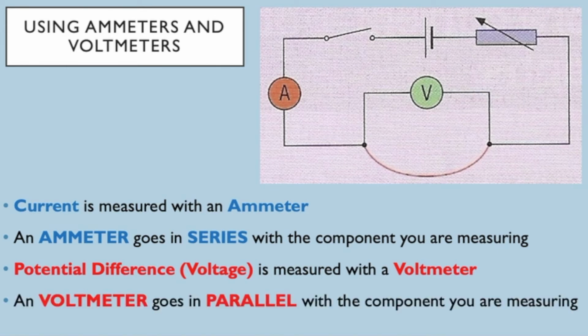And a voltmeter always goes in parallel with the component you're measuring, and that's because of the way that it's measuring the voltage. What it's basically doing is it's looking at the amount of energy that each of the charges have got before the component, and it's looking at the amount of energy each charge has got after they've gone through the component as well, and then it's comparing those.